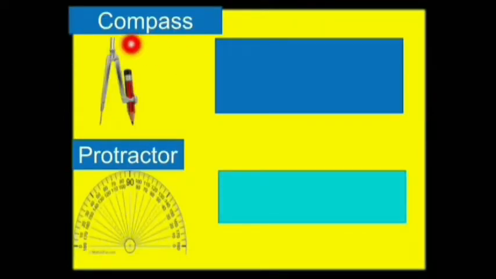Children, see this picture. What is this? Yes, this is a compass. It is used to construct a circle of given radius. See this picture. What is this? Yes, this is a protractor. It is used to measure the angle.